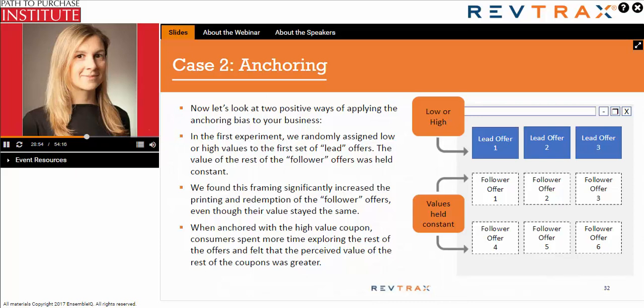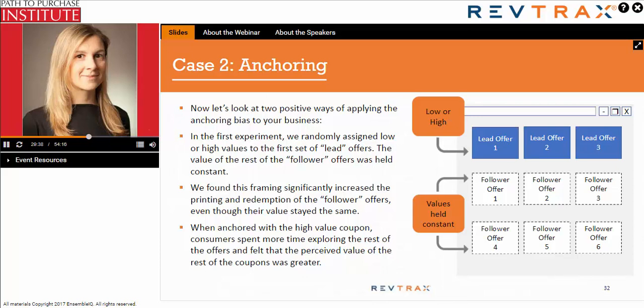And what we found is pretty amazing. We found that this framing significantly increased the printing and redemptions of the follower offers if you were in the high group. So essentially, when you had lead offers that were very valuable, you then made an inference that the follower coupons, and remember, the values of the follower coupons are kept constant, were more valuable. You incorrectly made that inference, and we saw engagement rates really significantly increase as a result of that.